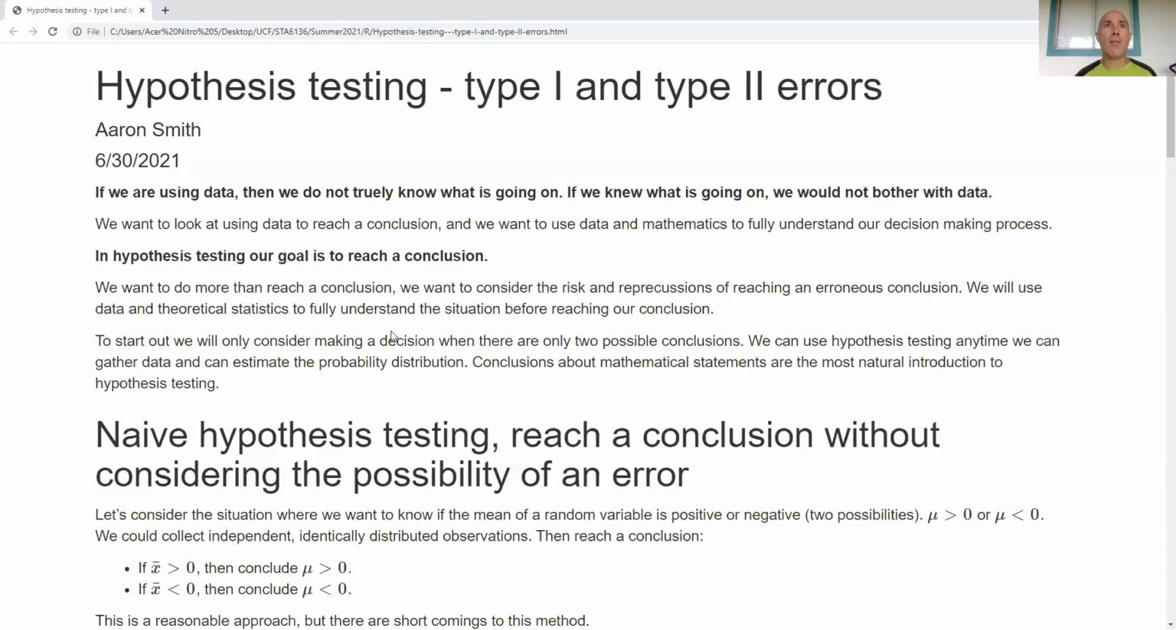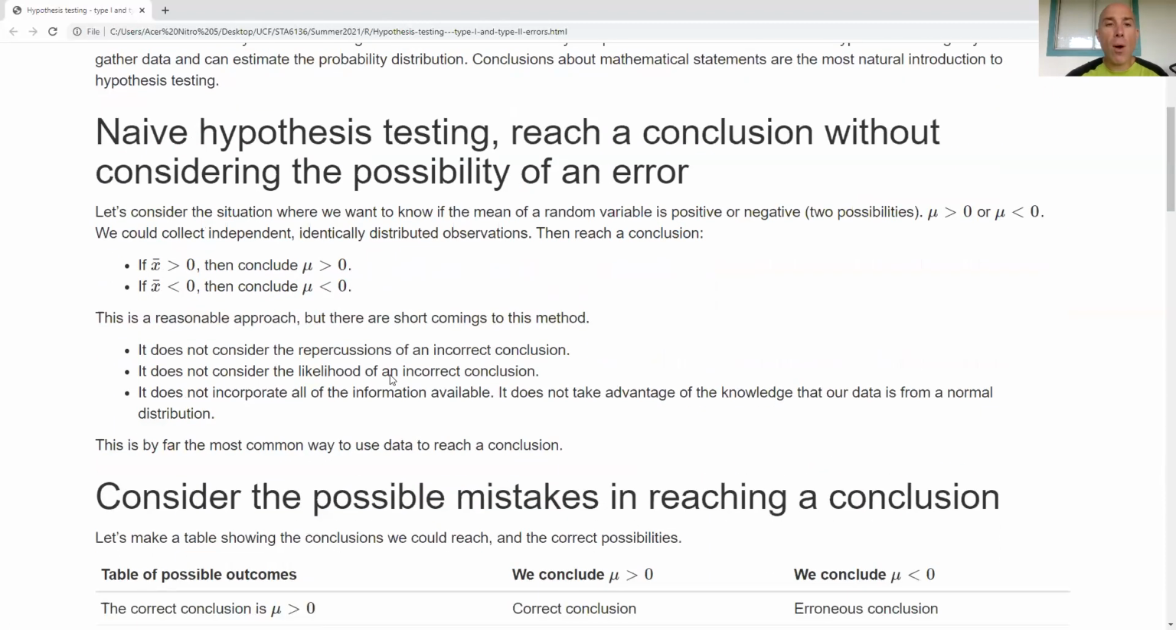It lends itself very naturally to this framework of conclusions. Okay, so now I want to talk about the naive approach to reaching a conclusion using data. Or well, actually, I'll back up. The first thing I could do to reach a conclusion is I could just use subject matter knowledge, and I could reach a conclusion without even looking at data. That's definitely a reasonable thing to do, and that's what we do the vast majority of our lives.